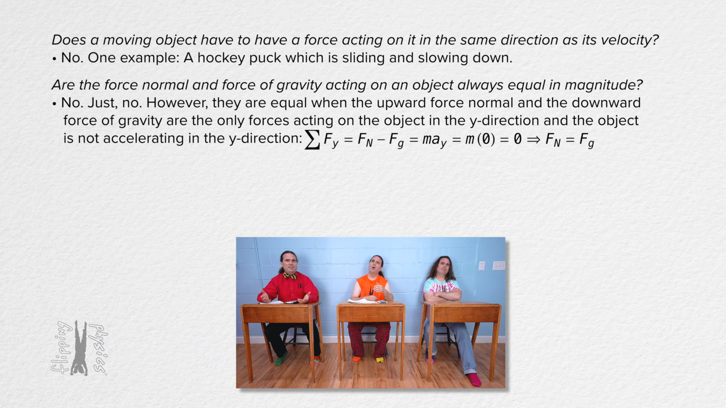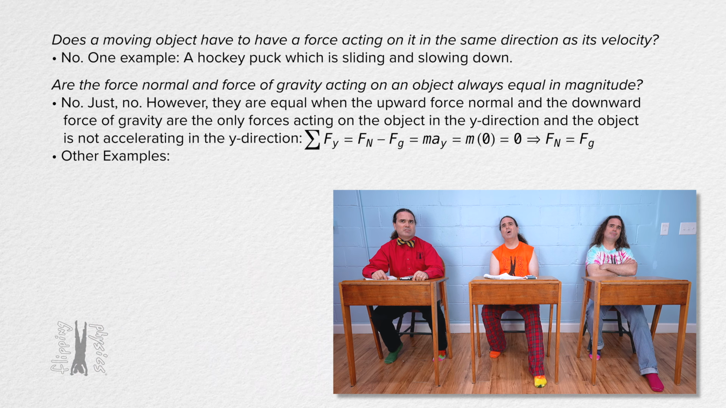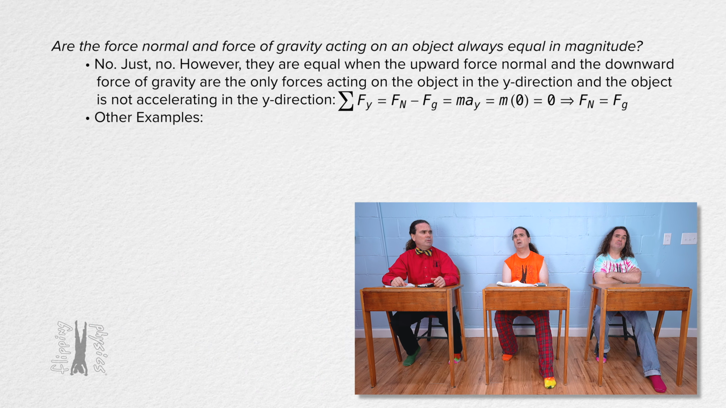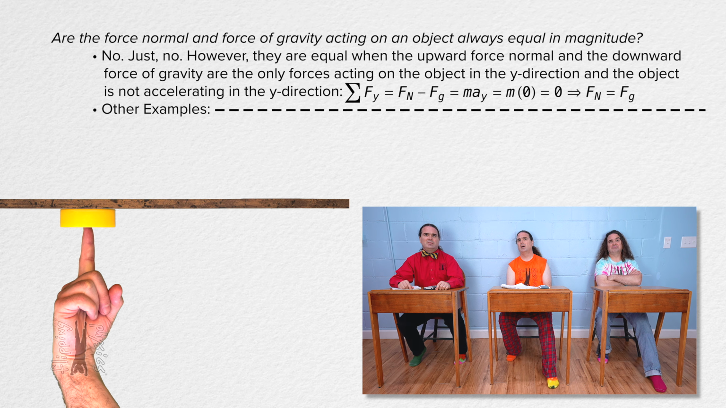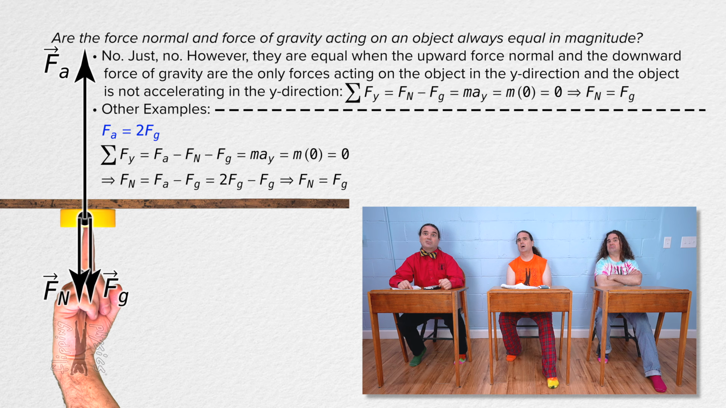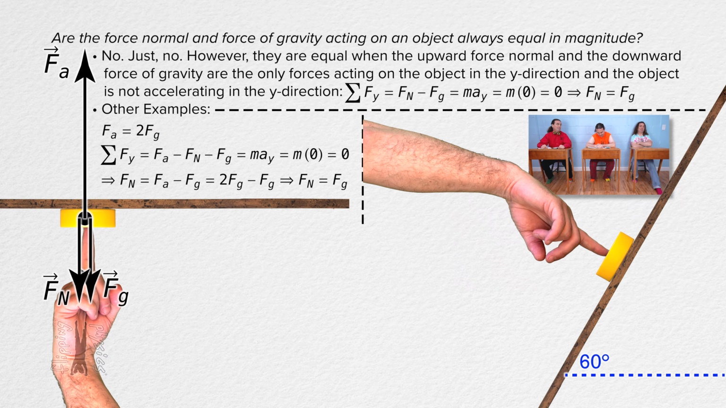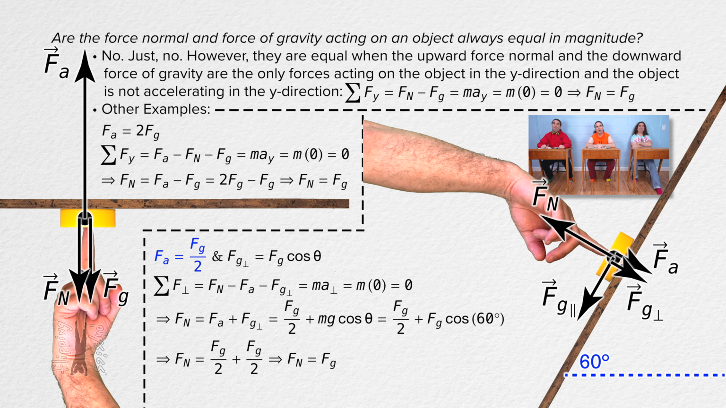There are lots of other examples where the force normal and force of gravity acting on an object are equal in magnitude. Like what? An object on a ceiling being pushed upward with an applied force which has twice the magnitude as the force of gravity. And an object on a 60-degree incline with a force applied down and perpendicular to the incline, which has a magnitude which equals half the magnitude of the force of gravity.